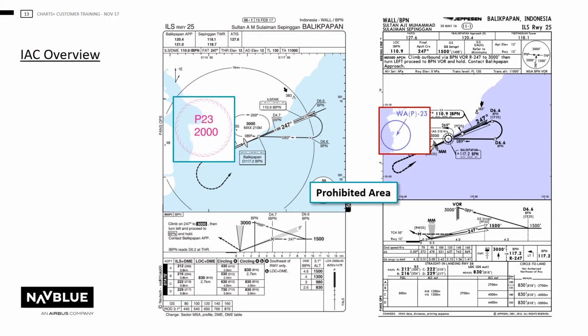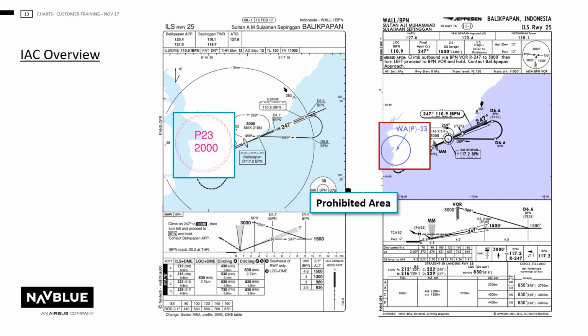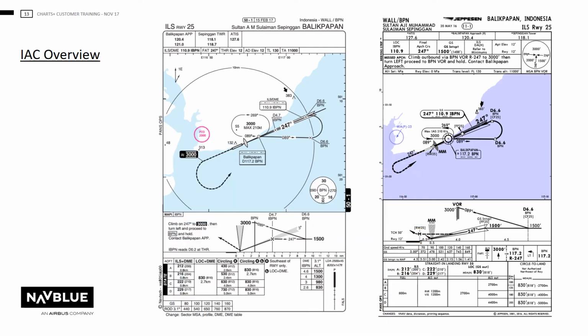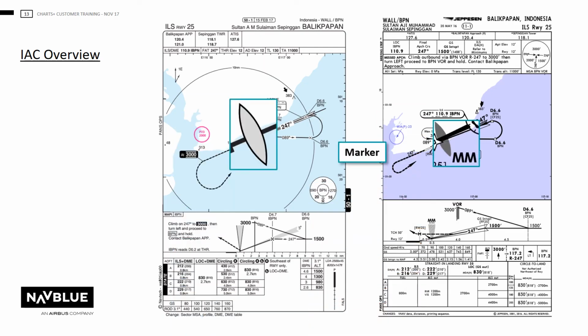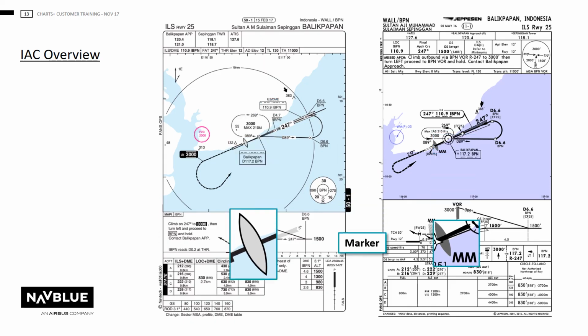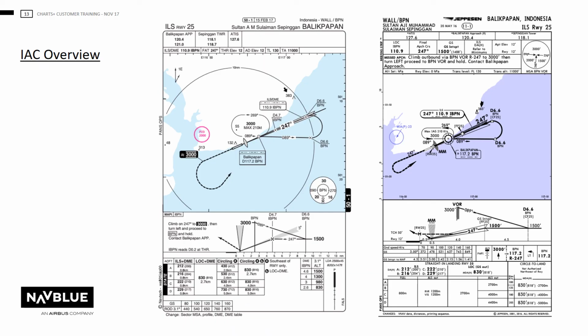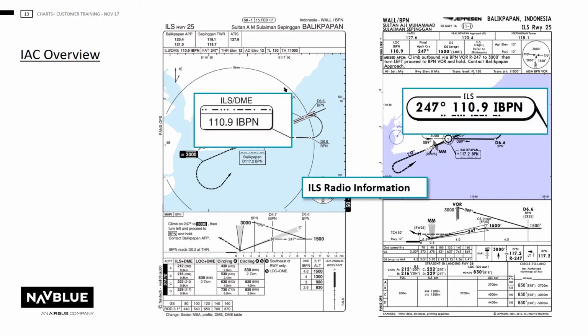prohibited, danger or restricted areas shown here in the NavBlue chart as red. NavBlue will show all of these areas on the IAC charts. NavBlue will only show the symbol for the marker. NavBlue will not label the middle marker or inner marker. The ILS radio information box with a leader line that will be pointing to the localizer beam.